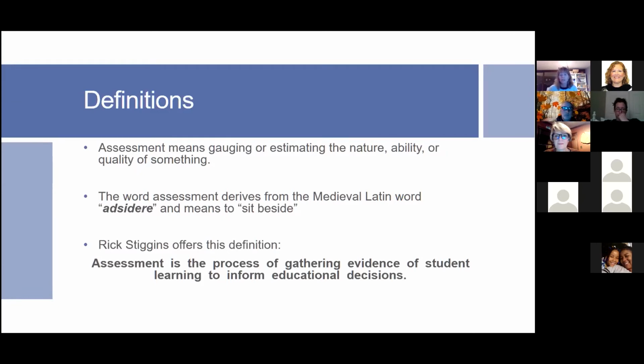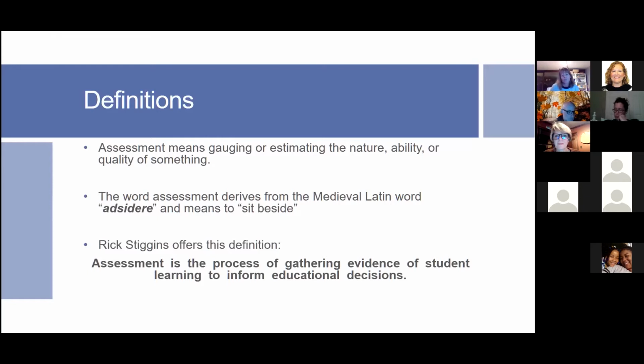If you look at the word assessment, assessment means to gauge, estimate the nature, ability, or quality of something. It comes from the medieval Latin word adsidere, which means to sit beside. So literally, when we are assessing students, we are sitting beside them, looking at the evidence of where they're at and where they need to go, and hopefully engaging in some conversation and feedback to help the kids figure out what they're doing well and what they need to do better the next time, and what might be their first step in order to move themselves along.